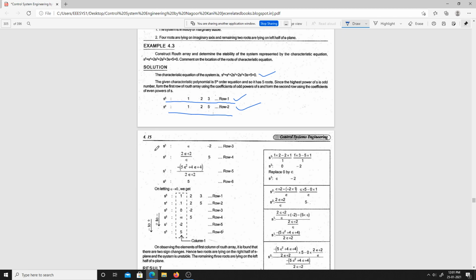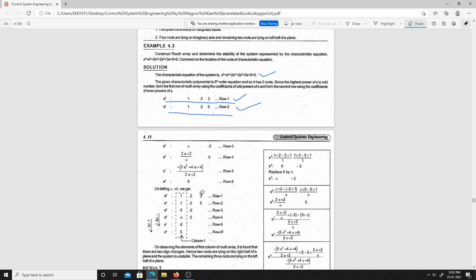Now when we construct the third row, in the s power 3 row, the first element of the row is 0. Is it clear? When I get 0 as the first element of the row, I replace that 0 with epsilon. I construct the array by replacing that 0 with epsilon, using the normal procedure to construct the Routh array.